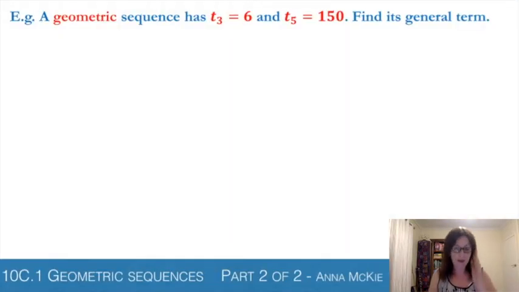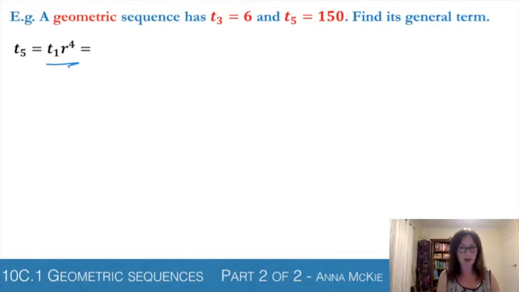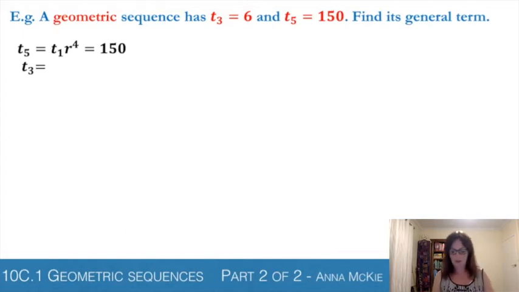Okay, I still have one more, I think, to go. Same idea. I might whiz through this a bit quicker. Feel free to speed me up. So the fifth term, using the formula, T1 times r to the power of n take 1, is equal to whatever T5 is, 150. So we set that up. Next, T3 is equal to 6. Feel free to pause this, try it yourself, and come back and check if you're right.